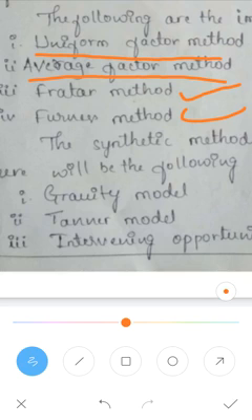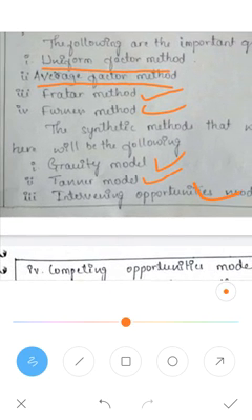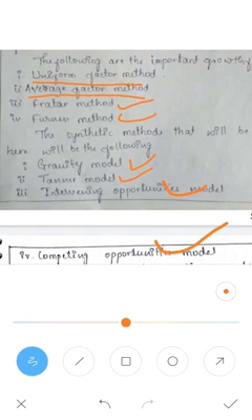There is another method, the synthetic method, where various models are there for the analysis of trip distributions. The various synthetic methods of trip distributions: the first one is the gravity models, the second one is the Tanner models, the third one is the intervening opportunity models, and the fourth one is the competing opportunities models. So these are the four methods of the synthetic method of trip distributions.